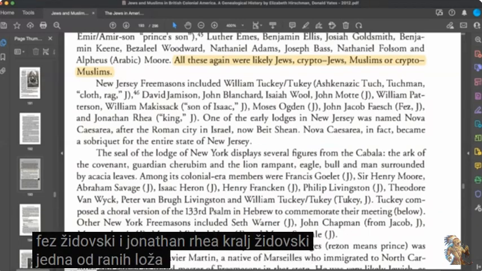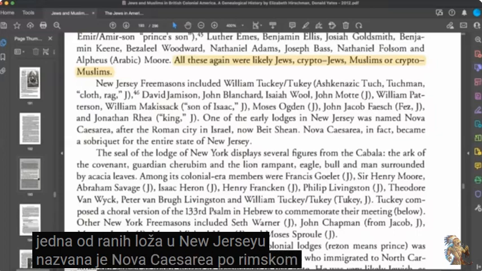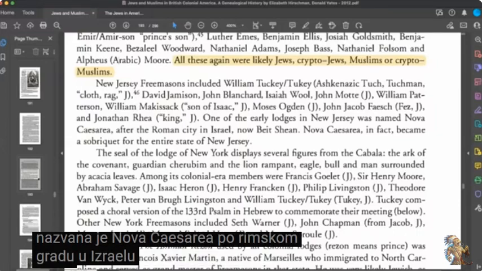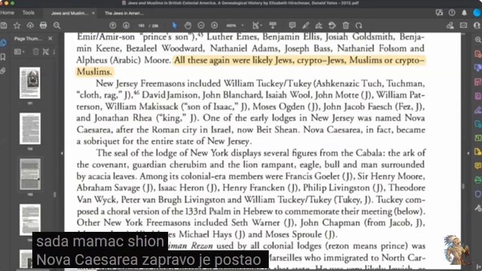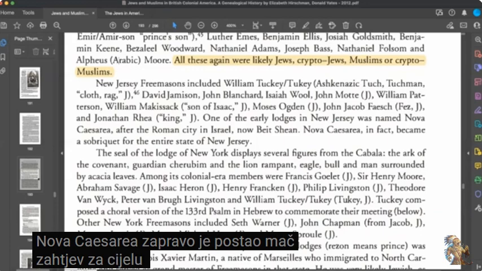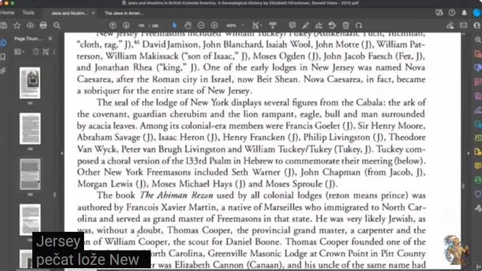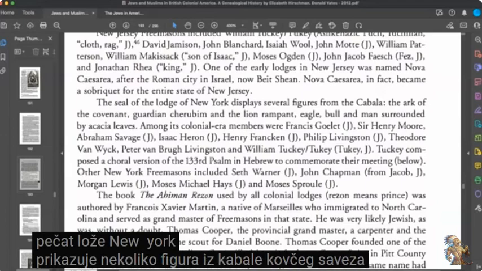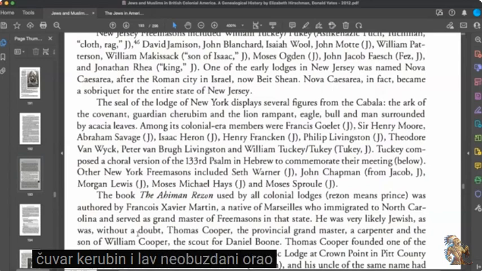One of the early lodges in New Jersey was named Nova Caesarea, after the Roman city in Israel, now Beit Shean. Nova Caesarea, in fact, became a sobriquet for the entire state of New Jersey. The seal of the Lodge of New York displays several figures from the Kabbalah: the Ark of the Covenant, guardian cherubim, and the lion rampant, eagle, bull, and man surrounded by acacia leaves.